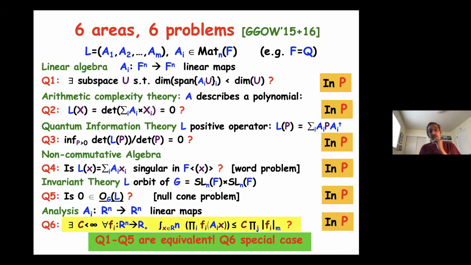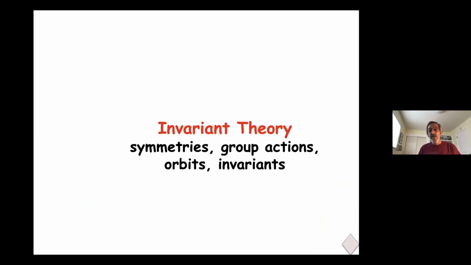Okay, so now I want to talk about the tools that go into proving this, and how these tools actually led us to generalize the problem, the algorithm, and our understanding of what we can do. So I have 20 minutes for that. Okay, so invariant theory is the main source. And what is invariant theory? It's a field that studies symmetries through, formally, group actions, and you look at orbits and invariants of this action.